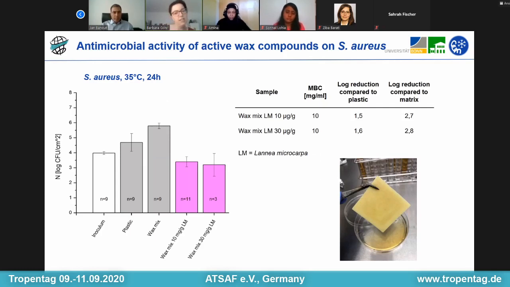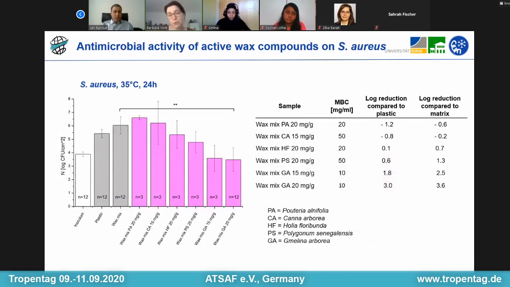Again, we have the inoculum in white, which is the starting concentration. We have plastic and the wax mix as our control in gray. And in pink, we have the wax mixture with 10 milligram per gram and 30 milligram per gram of Lannea microcarpa. And we can see a log reduction of 2.7 and 2.8. So we can say this is an antimicrobial active coating.